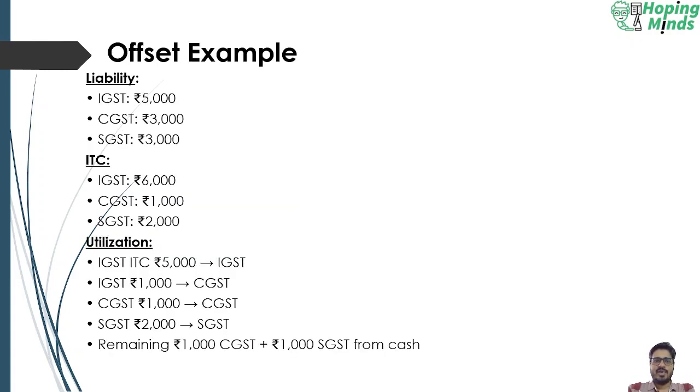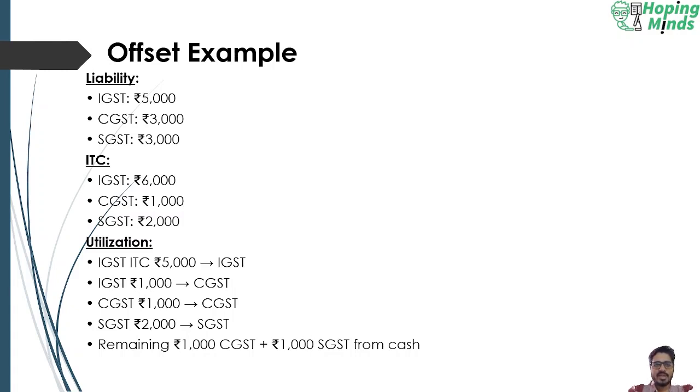So let us take an example of the offsetting. So in this example, we have liability of IGST rupees 5000, CGST 3000 and SGST rupees 3000. We have available input tax credit rupees 6000 under IGST, 1000 under CGST and 2000 under SGST. So how will this credit be utilized to pay off the liability?